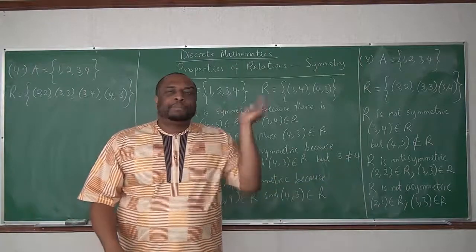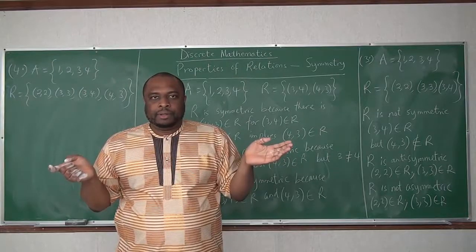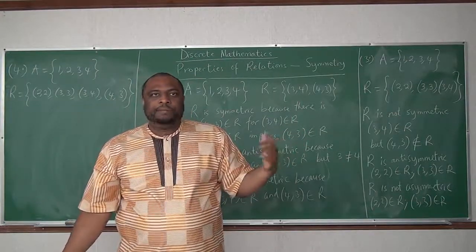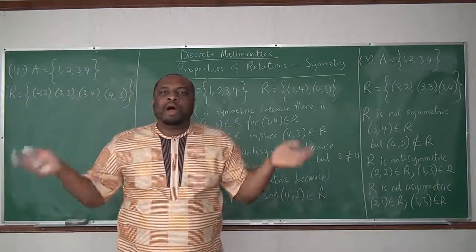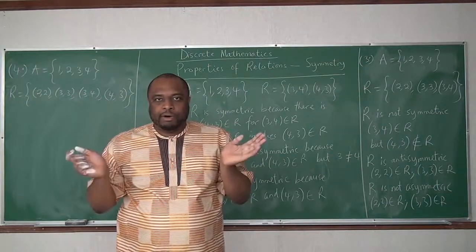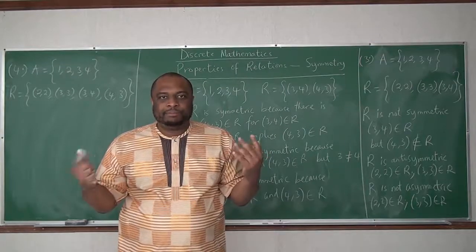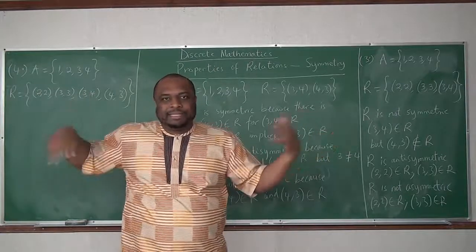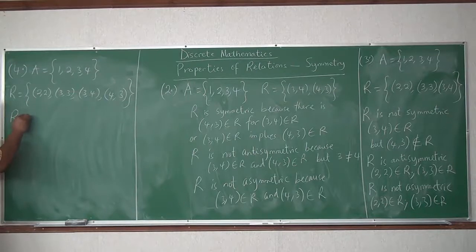With symmetric, whenever you have 3, 4, you must have 4, 3. If you have 2, 2, the loop, no problem. If you have 3, 3, no problem. If you have 1, 2, you must have 2, 1. If you have 2, 3, you must have 3, 2. But if you have 1, 1, 2, 2, 3, 3, 4, 4, no problem at all. It's still symmetric, because 2, 2 is still 2, 2, 3, 3 is still 3, 3. So arrow is symmetric.